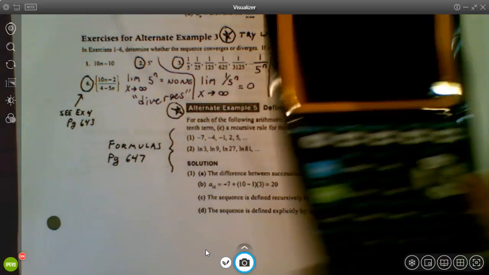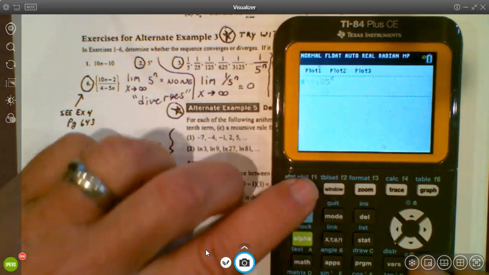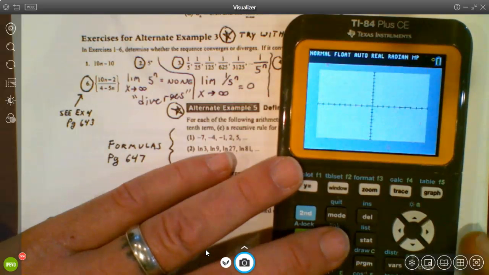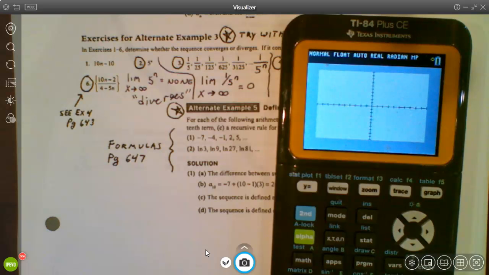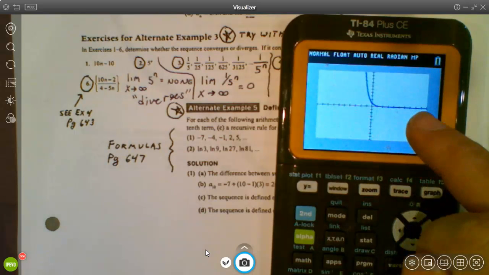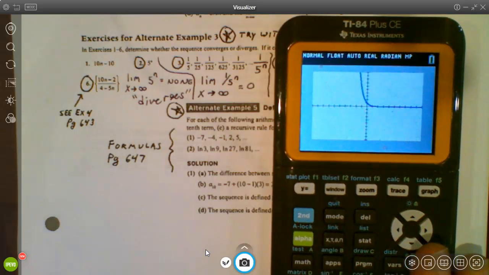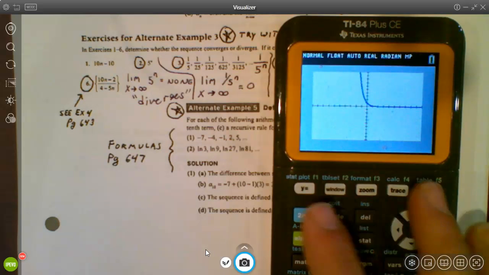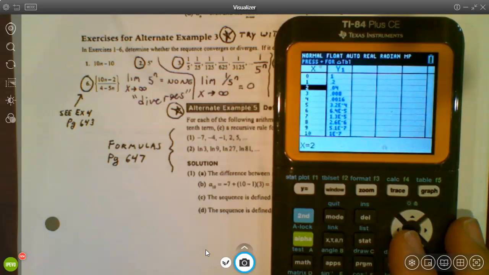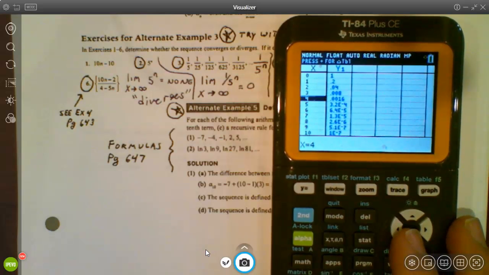So let's prove it on the calculator. If I did 1 over 5 to the n, and we graph that, you'll be able to see on this one, as we move to the right, my graph is approaching the x-axis. It's approaching 0 as it goes farther and farther to the right. Even the table of values shows that as my x increases, my y values get closer and closer to 0.